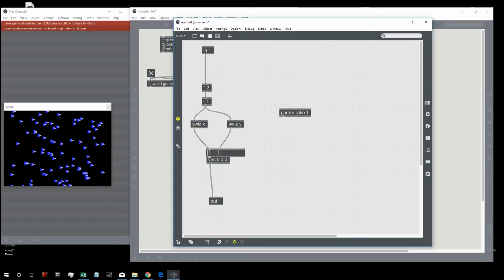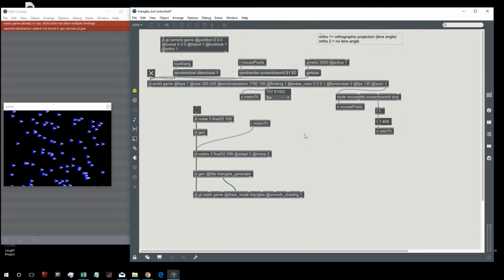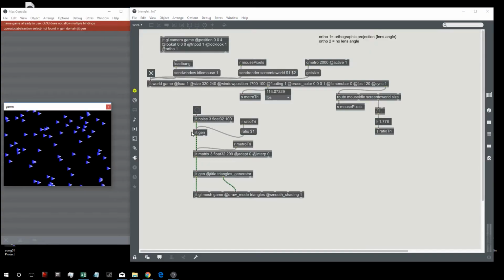and let's multiply the x by the ratio. That's everything we need to have the triangles spaced on all the window. So let's create a message ratio, receive ratio 3, and then we have to bang here, and the triangles will be spaced on all the window space, but actually they still go beyond the vertical edges of our window.